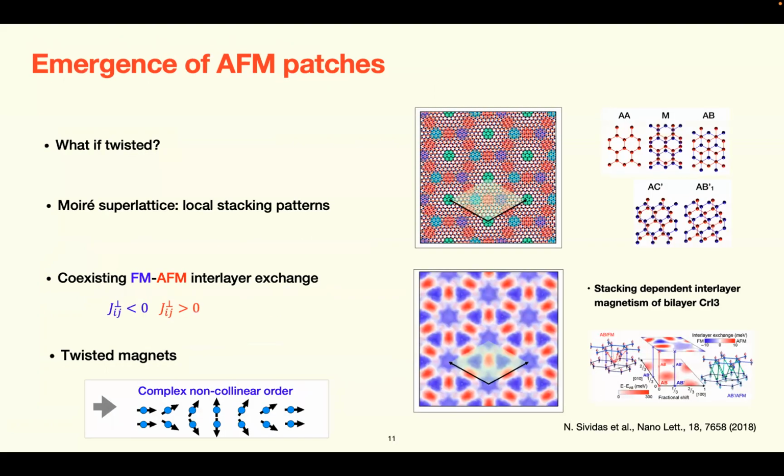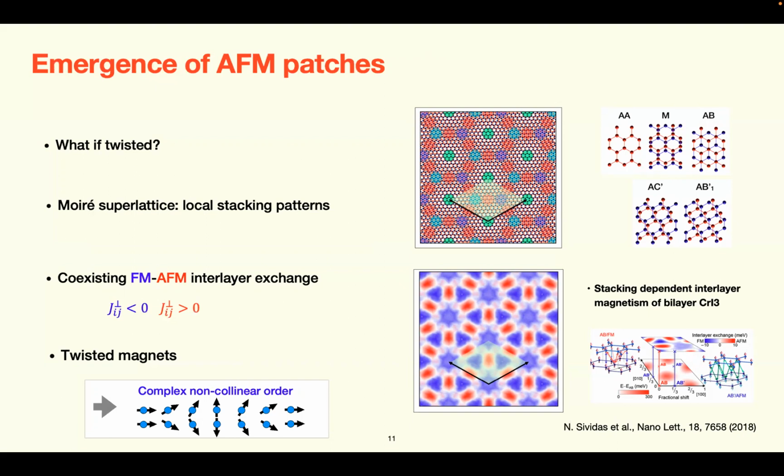So what if we twist this magnet? Then, as I said, some local stacking patterns appear, and these local stacking patterns give rise to a complex interlayer coupling pattern. So there are both ferromagnetic and antiferromagnetic interactions. As a result of this complex interlayer coupling, we can expect that some complex non-collinear order will form.